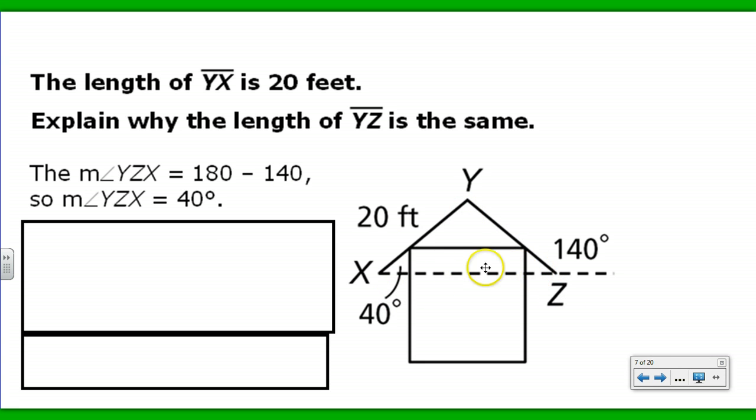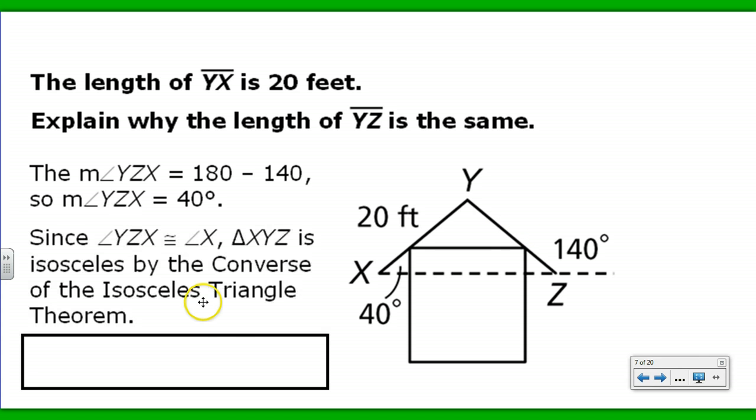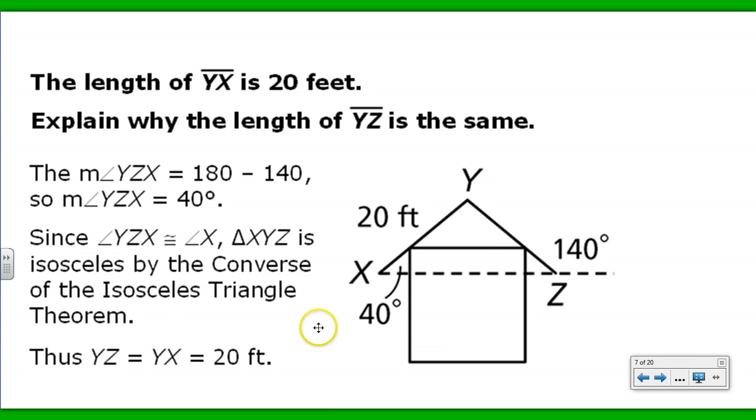And now we know that this triangle XYZ has 2 40-degree angles, which we now can call base angles for an isosceles triangle, right? And because we know this is isosceles, then the side opposite each base angle, the side opposite this angle Z is 20, so the side opposite angle X would also be 20 feet. Okay, and that's by the converse of the isosceles triangle theorem.